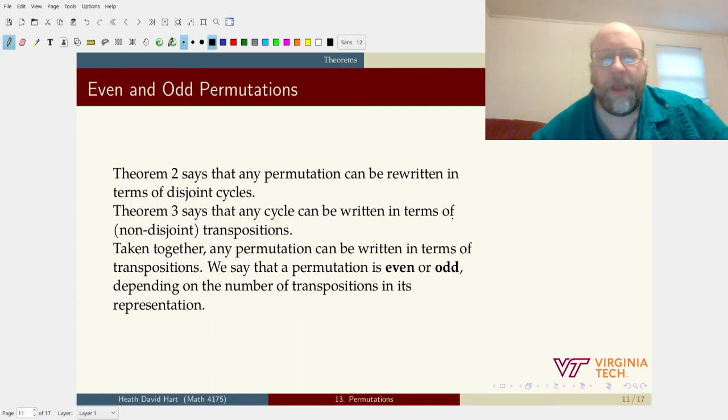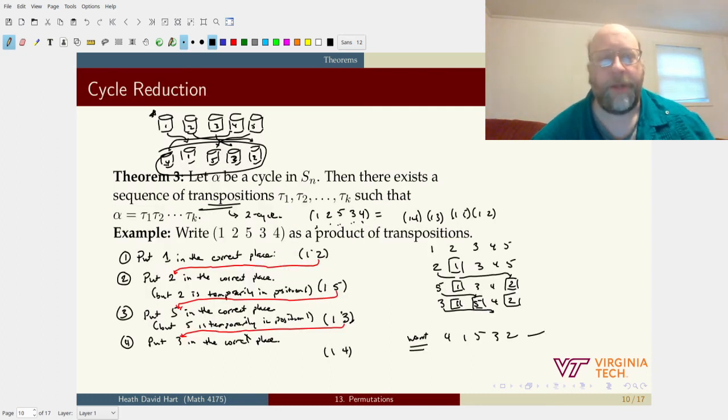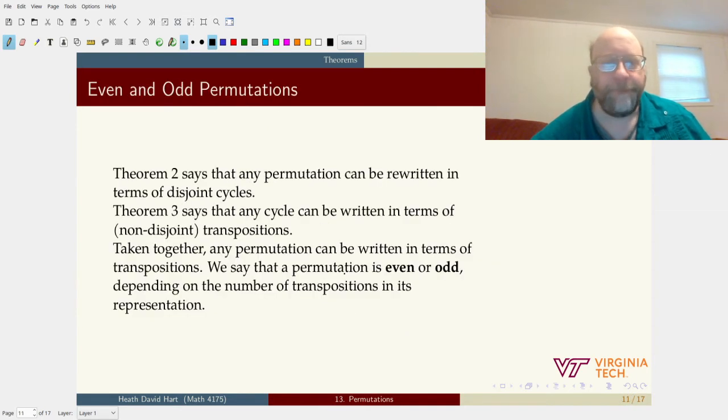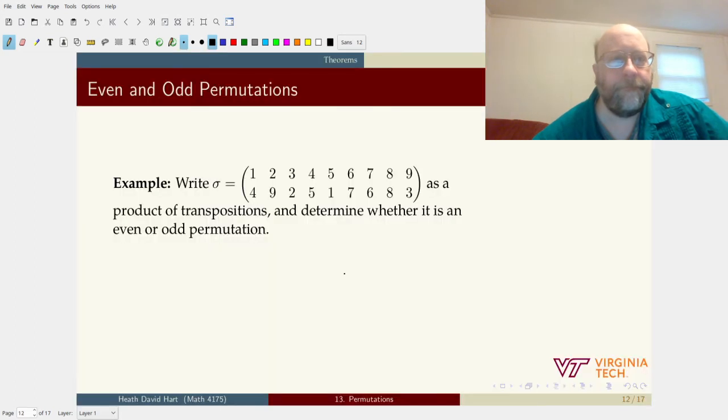And so, as an example, the permutation that we did in this example here broke down into 1, 2, 3, 4 transpositions. And so this is what we would call an even transformation, or an even permutation. Okay? All right, let's move on. So let's try writing this permutation here as a product of transpositions and determine whether it is even or odd.